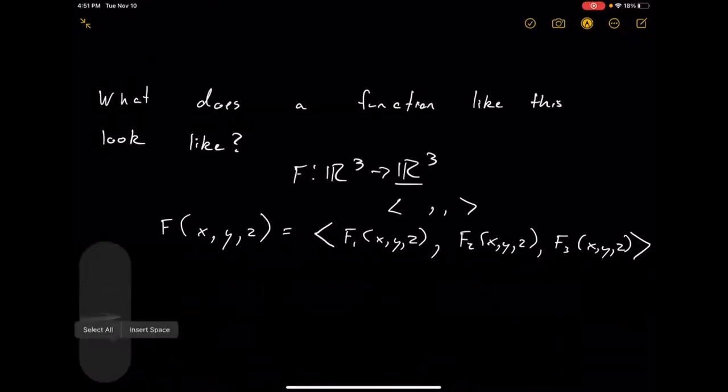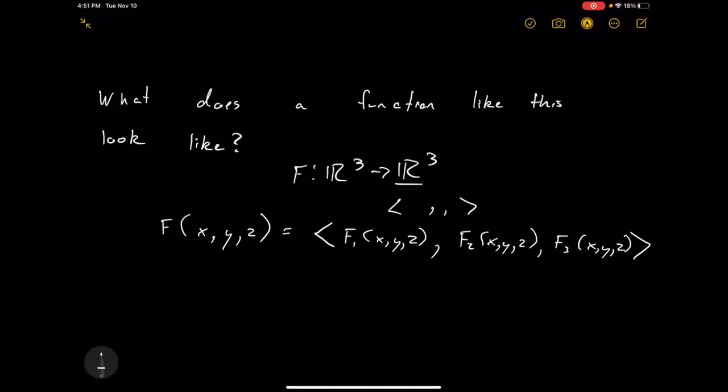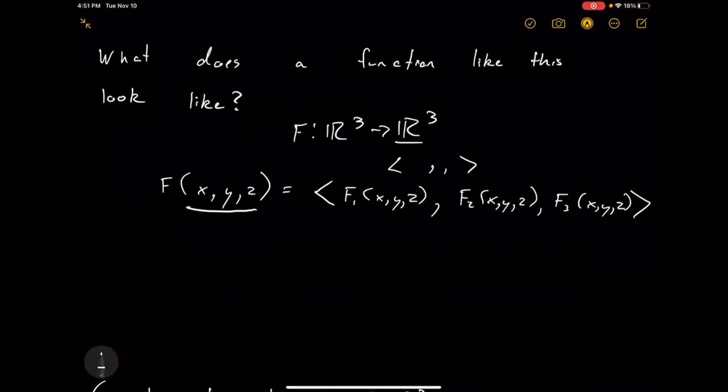We have a similar thing for this case, R3 to R3. The only difference is our input is three-dimensional, not one-dimensional. So we have this x, y, and z, and it's giving us this three-dimensional vector. I can think of the first component as a function f1 of x, y, z, the second component as a different function, f2 of x, y, z, and the third component as f3 of x, y, z.